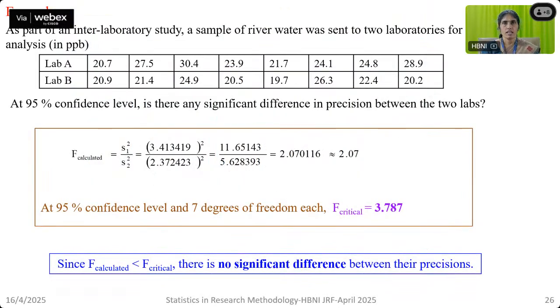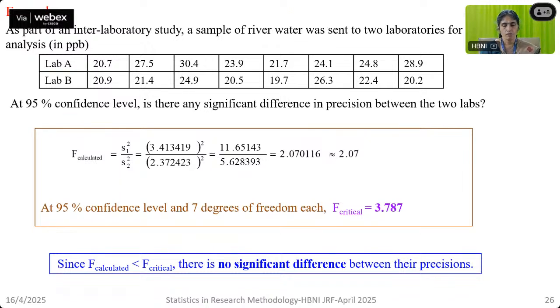And the standard deviations of individual measurements are given. You can calculate the mean, standard deviation and variance. The variance ratio comes out to be around 2.07. All of you may give a try to do this calculation, very simple. Maybe you can take help of your calculator or Excel on a computer.